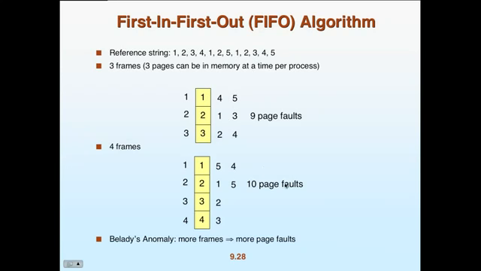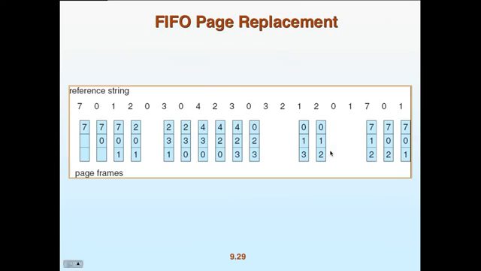On 4 frames, we could come out with, let's say, a 10-page fault versus a 9-page fault. We added another page. So Belady's anomaly: the more frames, the more page faults, which is kind of interesting. The more frames we have, the higher the page fault rate could possibly be. And this is using first in, first out, because we're going to have more swapping going on in this configuration.